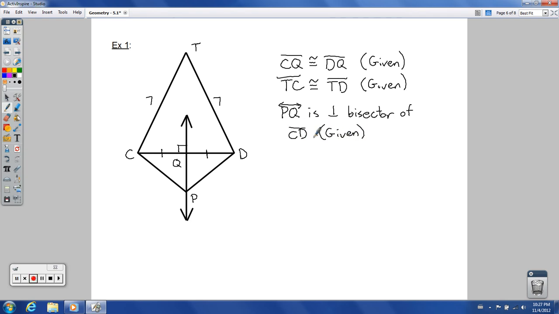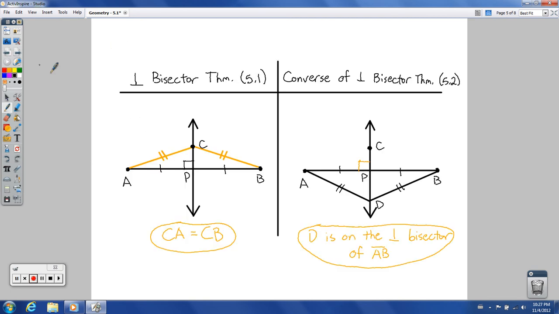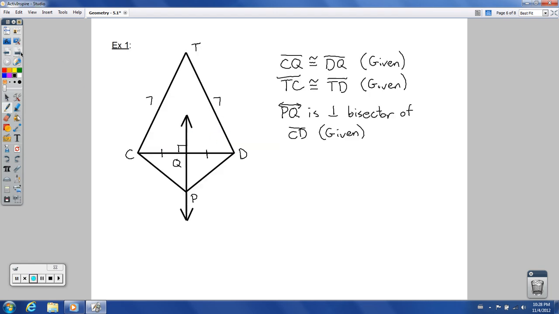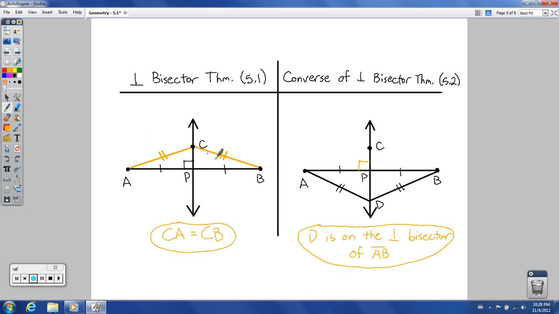So is there anything else we can look at in the picture and say this also has to be true then? Well, let's go back to our two theorems that we just saw, and we notice that if you have a perpendicular bisector and you connect the endpoints to another point on that perpendicular bisector, those also have to be equal to each other or congruent to each other. So I can look at this picture and I notice, hey, PC, PD, based on that theorem right there, they must be congruent to each other as well.